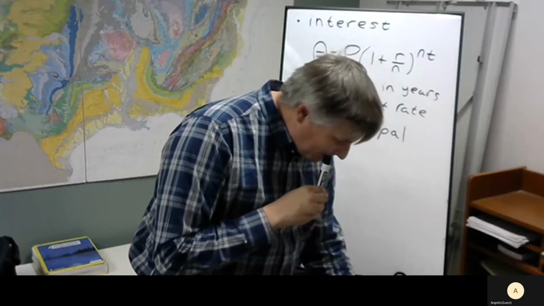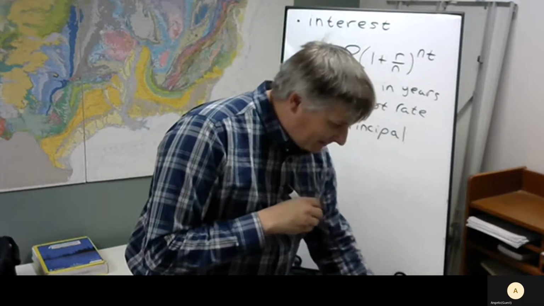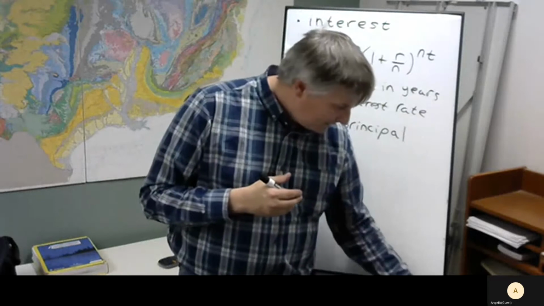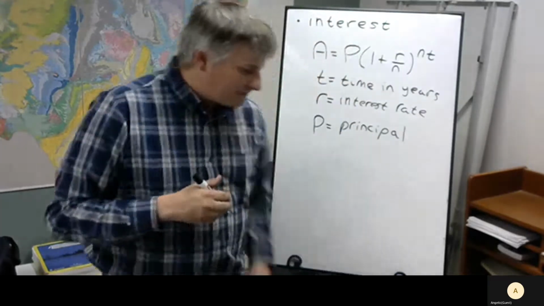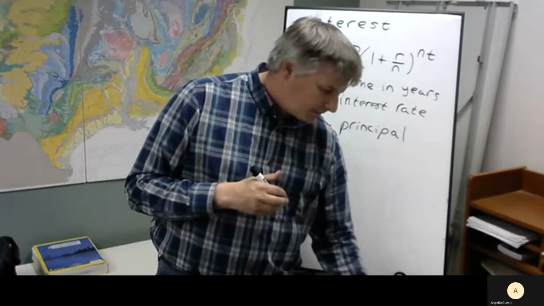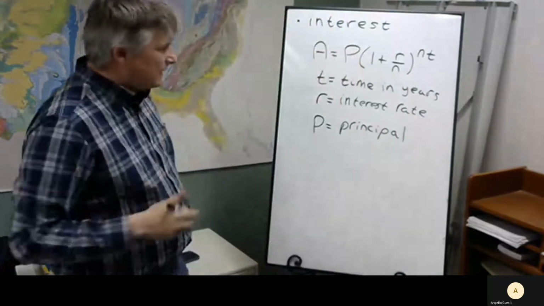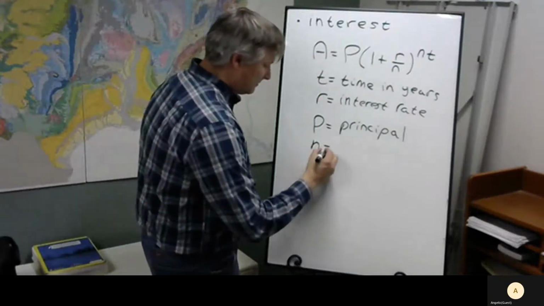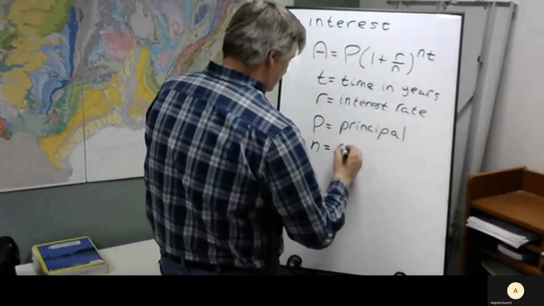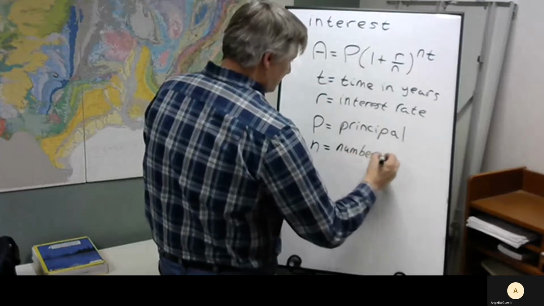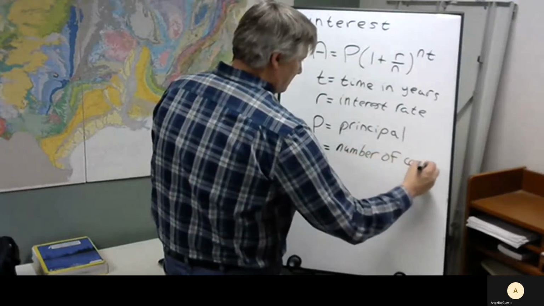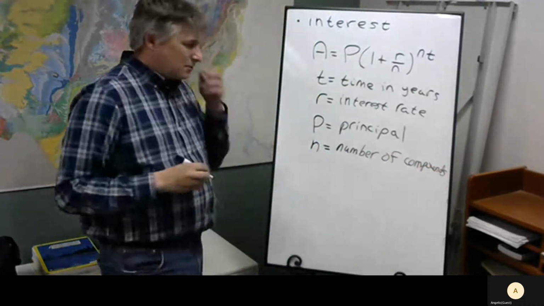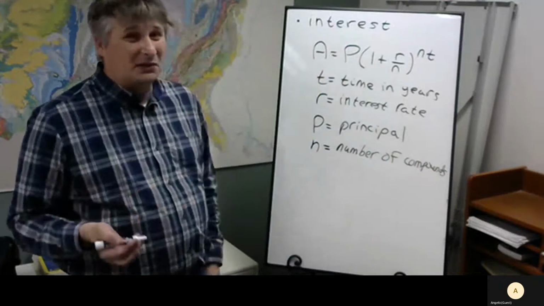Double check that. The next one though is n. The next variable we're going to identify is n. And n is going to tell us how many times we compound this. The way this works is it's the number of compounds per year.